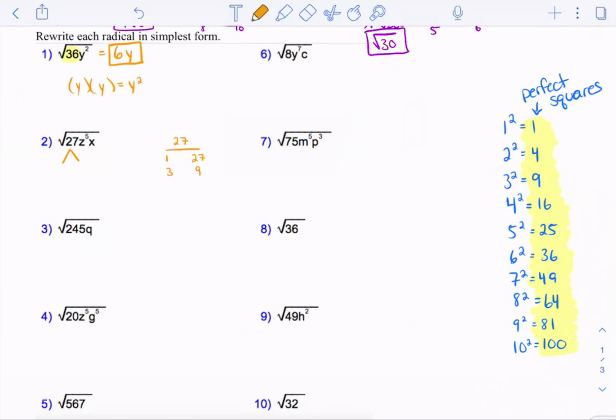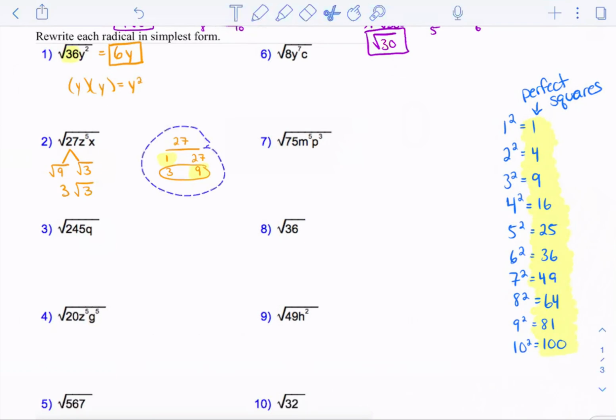Okay, so there are my perfect squares. Here's 1, that's a perfect square, and here's 9. So the larger one is the 9. So square root of 9 times the square root of 3. And the square root of 9 is 3. So 3 root 3. So far I've simplified the number, but I have not yet simplified the variables.